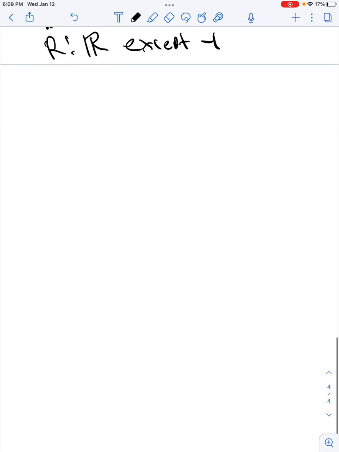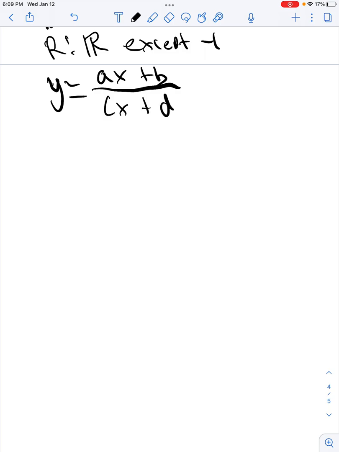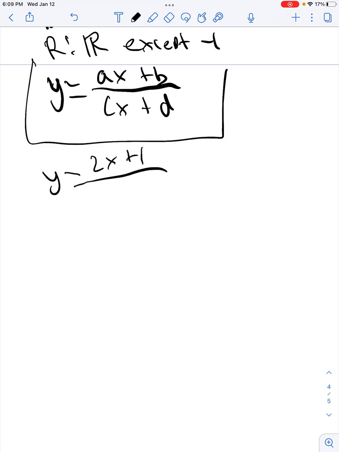All right, last example. We're going to graph a function in the form of y equals ax plus b over cx plus d. So just kind of keep that in the back of your mind. Here's the actual function. Y equals 2x plus 1 over x minus 3. State the domain and the range.